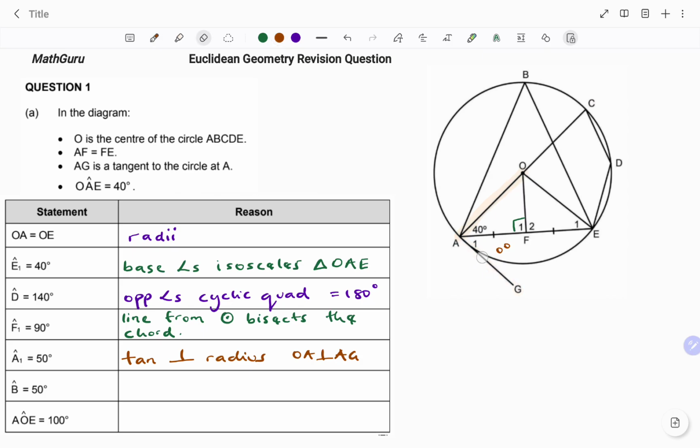The next statement says the angle B is equal to 50 degrees. I'm going to clean up what I have here. The angle B, that's the angle at the top here, is equal to 50 degrees.